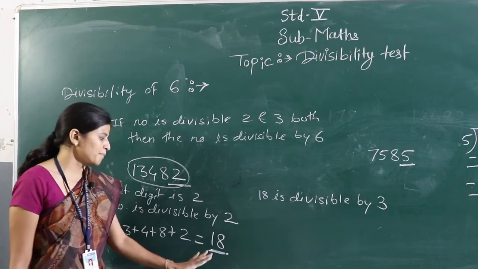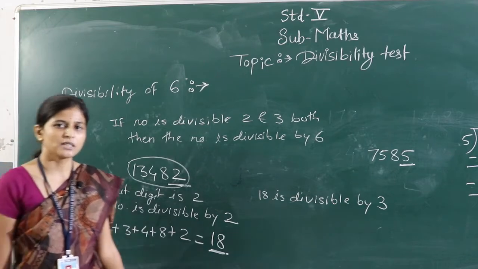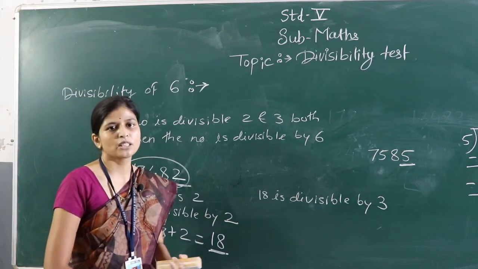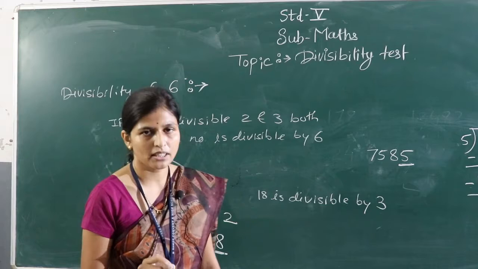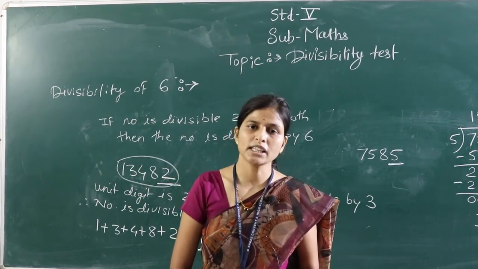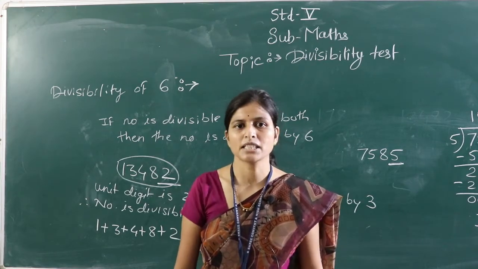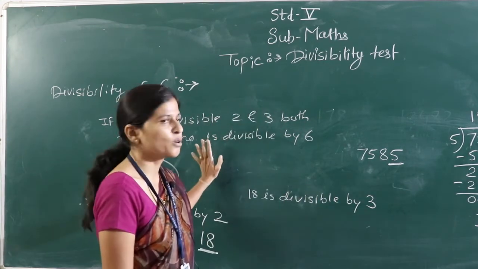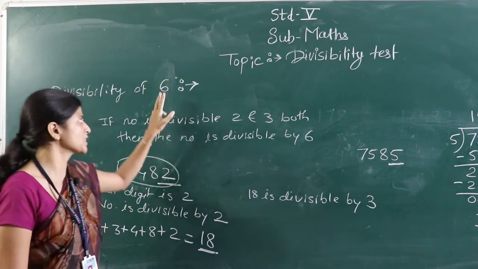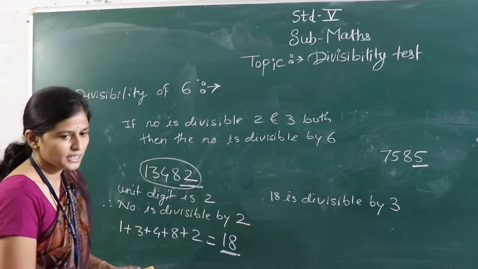Same, if the number is not divisible by 2 but divisible by 3, then it is not divisible by 6. 6 की divisibility है कि दोनों number दोनों से divisible होना चाहिए, 2 और 3. If the number is divisible by 2 and 3 both, then the number is divisible by 6. अगर दोनों में से किसी एक से divisible है, that means it is not divisible by 6. This is the divisibility of 6.